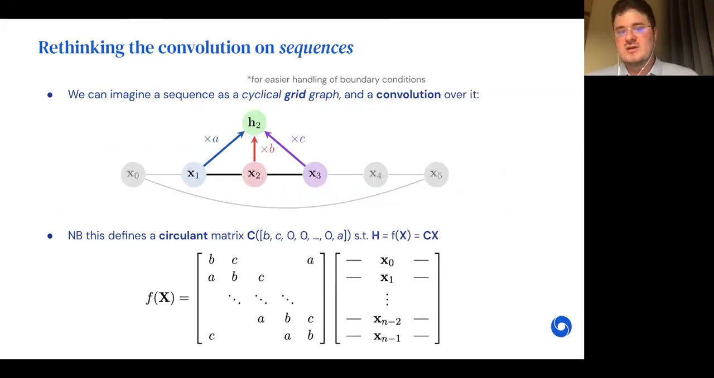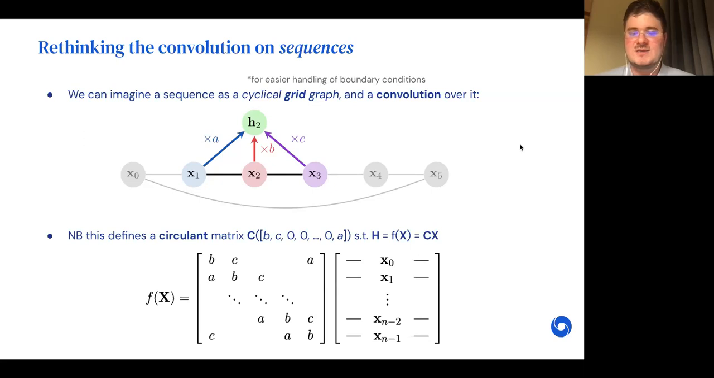So as mentioned, you can imagine sequences as organized in this cyclical grid graph, and a convolution network usually looks at some locality neighborhood around a particular point. So here you have one particular convolution that looks at point x2 and points x1 and x3 around it and multiplies with some specific coefficients for the left neighbor and the right neighbor. And if you represent this operation in a sort of matrix form, you'll realize that the matrix that you're multiplying with your node features is of a very special form. It is known as a circulant matrix, and it has this very special structure where every row is a shifted version of the previous row.